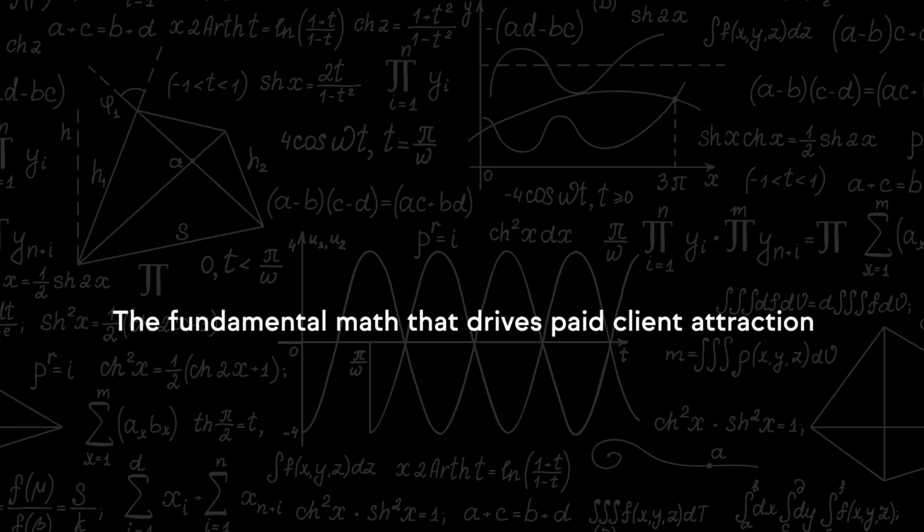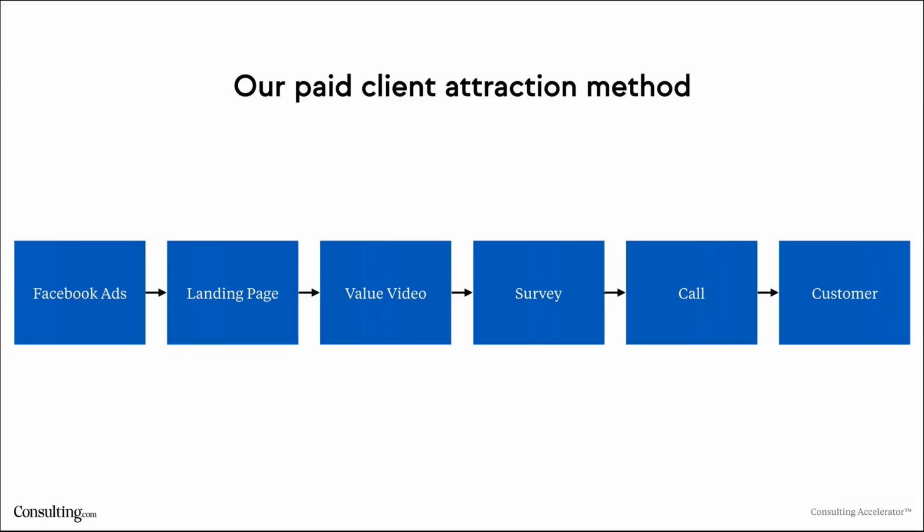Like imagine if you could go up to just a Coca-Cola vending machine or something, and you put $1 in, and $5 comes out. I mean, you would just keep putting money in the machine, and money would just keep coming out, and it would be the most fun in the world. You just sit there putting more dollars in. Well, that is exactly what we can build with our paid client attraction process. And I'm going to show you the fundamental math that drives it all right now.